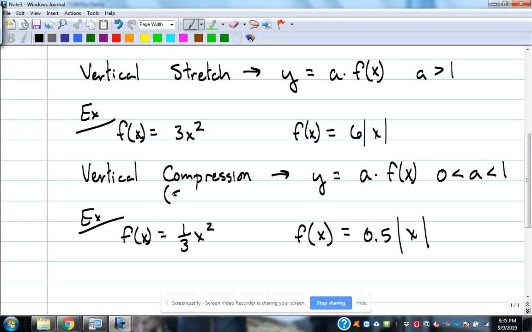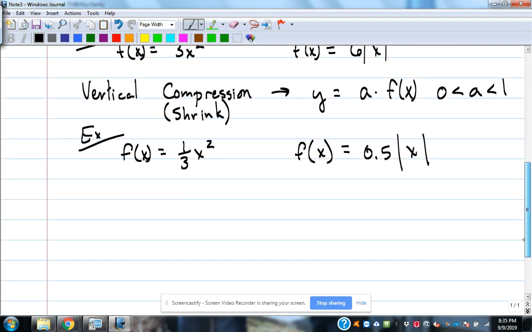You might hear me screw up and call it a shrink. That's what we used to call it when I first learned it. They didn't say compression. May have been just because I was from Adamsville, Tennessee, and we don't complicate things mathematically down there very much. But compression is the proper term, and that's what I'll try to use every time.